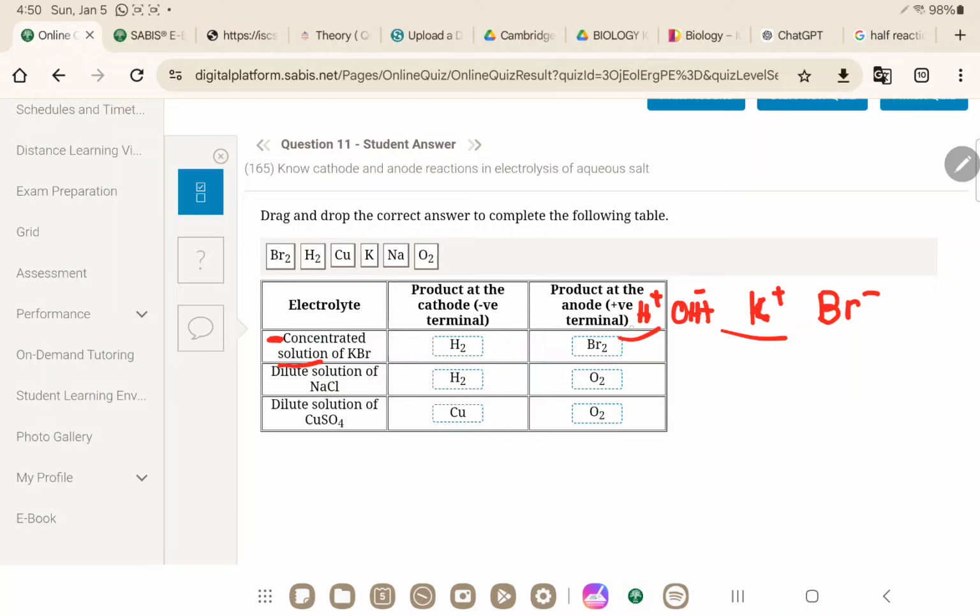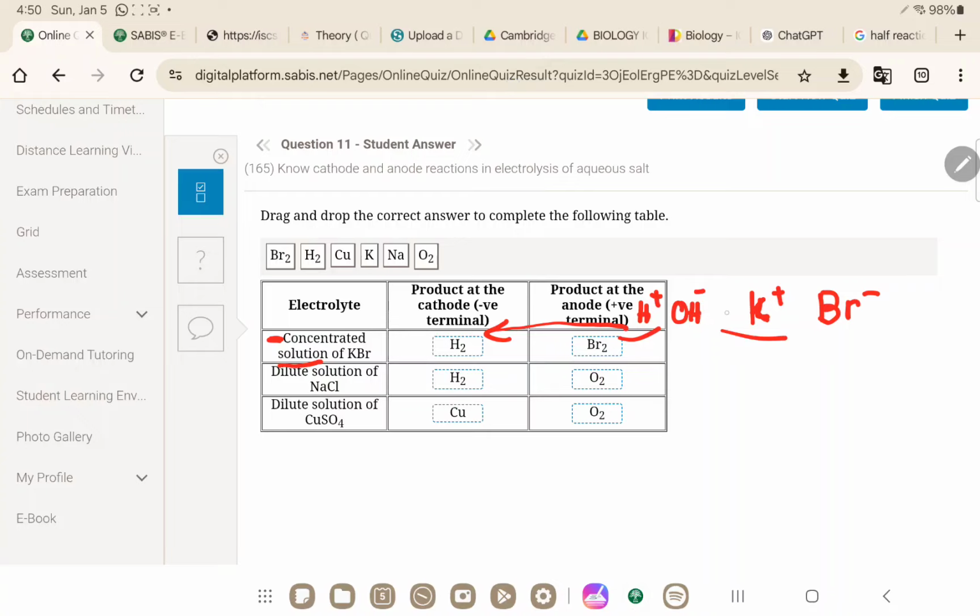Between K and H, you're always going to see that H is going to win. So H is going to win and go on to form hydrogen at the negative terminal. Guys, remember, if it's a positive ion, it's going to go to the negative terminal, which is the cathode. If it's a negative ion, it's going to go to the positive terminal, which is the anode.